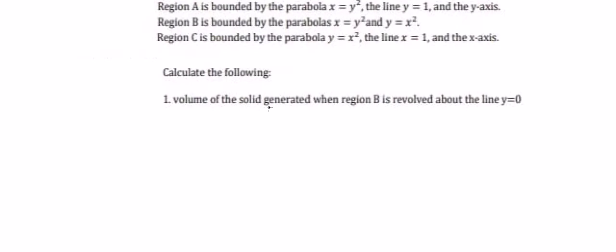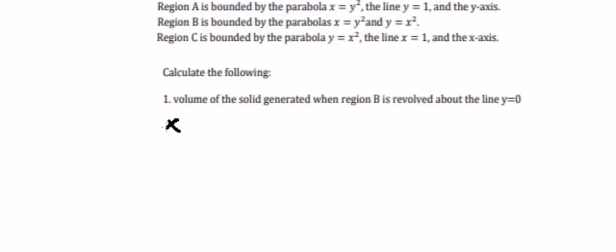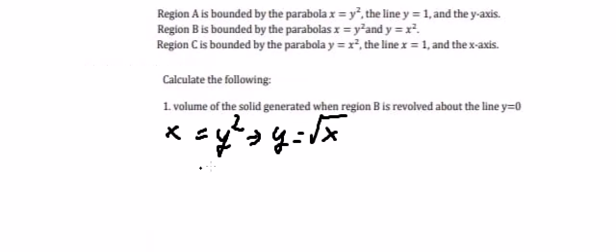Find the volume of the solid generated when region B is revolved about the line y equal to 0. So we have y equal to 0 here. We have y equal to x squared, and x equal to y squared. So we have x equal to y squared, and we can convert that to y equal to the square root of x. And this one is y equal to x squared.